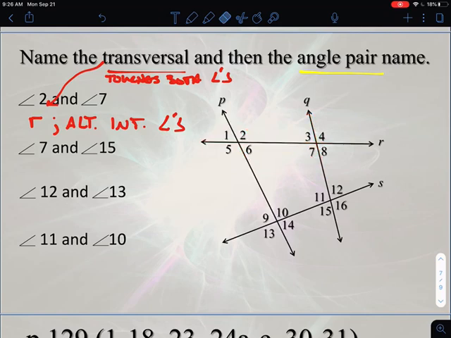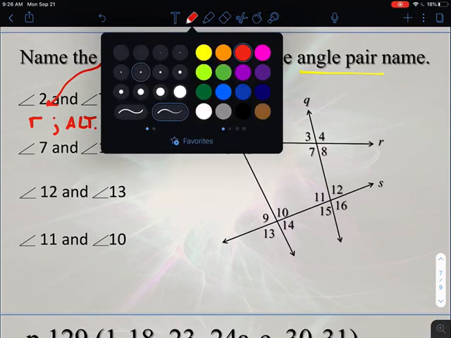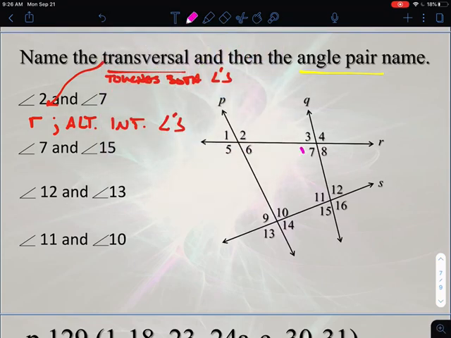If I use that same process for the rest of these, we just highlight the angles that we're identifying. So angle 7 and angle 15, I've got 7 here and 15 here. The line that touches both angles, the only line that goes through both would be line Q. So there's my transversal. And then for what type of angle pair they are, 7 is my bottom left angle, and angle 15 is my bottom left angle. They're in the exact same position, which means I have corresponding angles. And again, this is the abbreviation you can use for corresponding, but they're in the exact same position to each other.